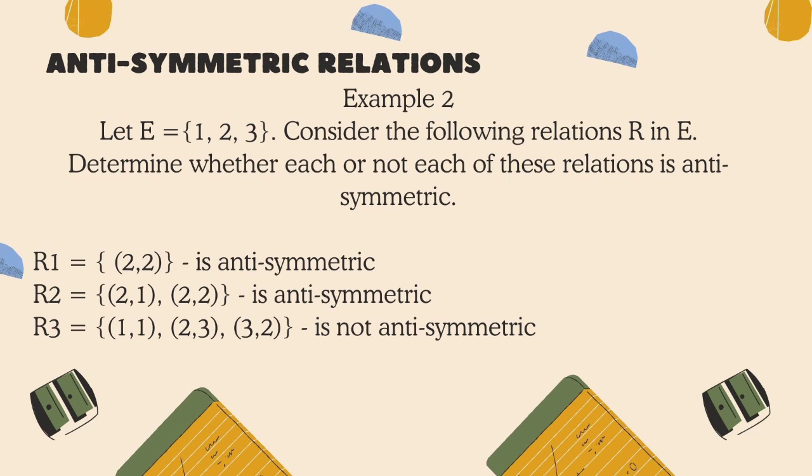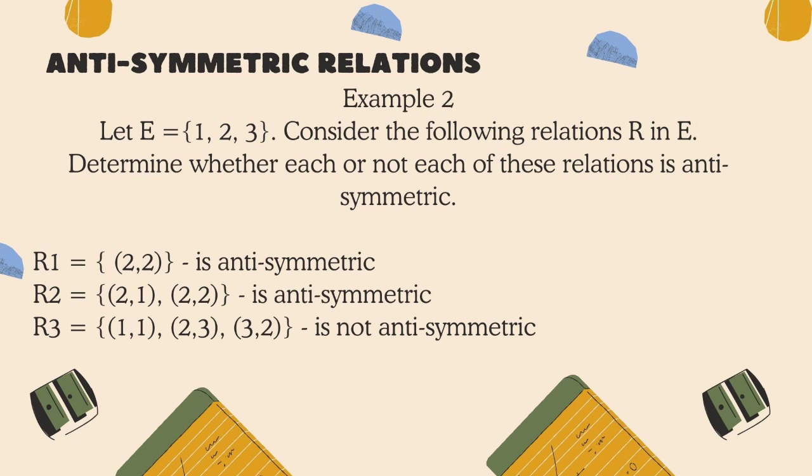Example number 2. Set E is equal to 1, 2, 3. Consider the following relation R in E. Determine whether or not each of these relations is antisymmetric. Example number 1. Set R1 is equal to 2, 2. This is antisymmetric.